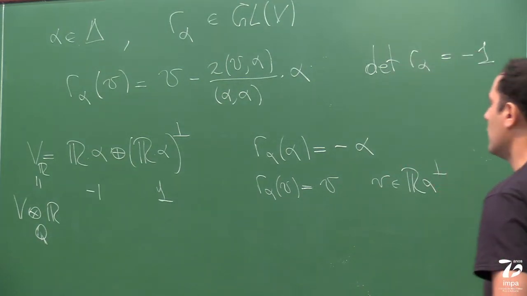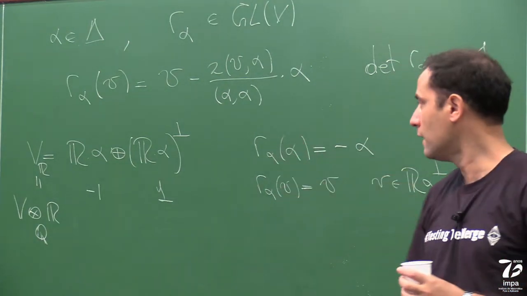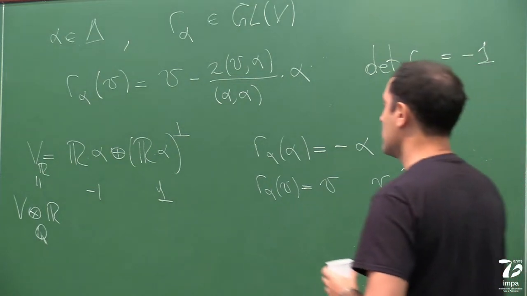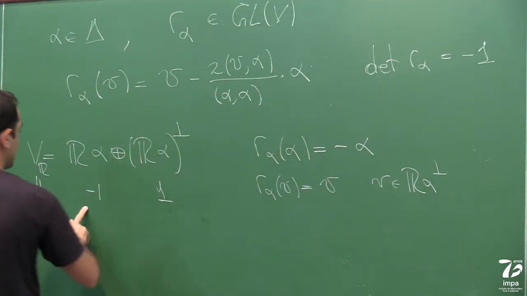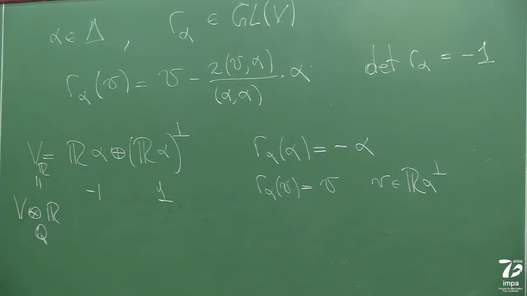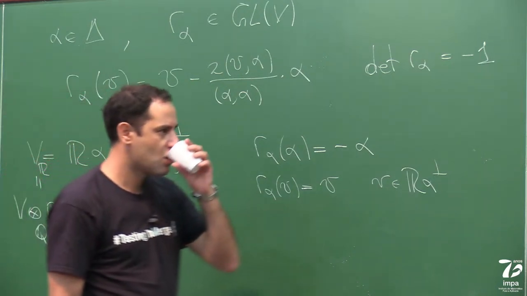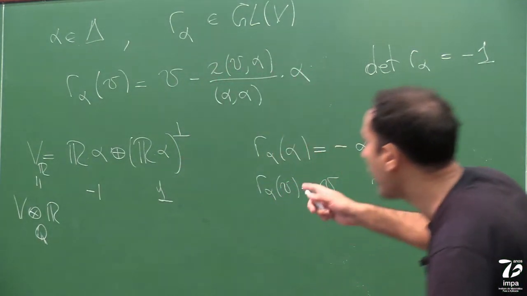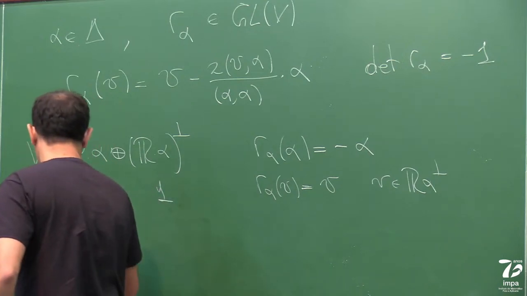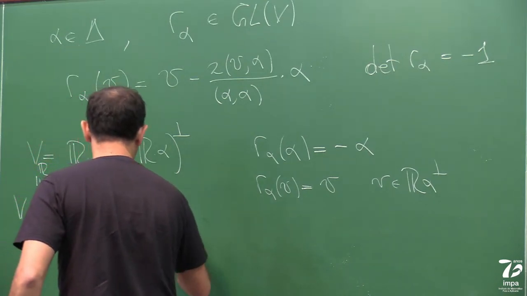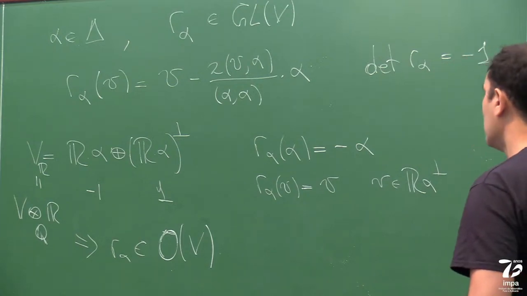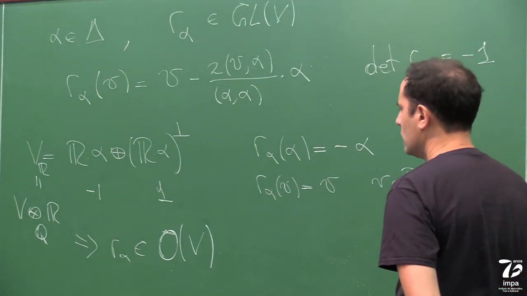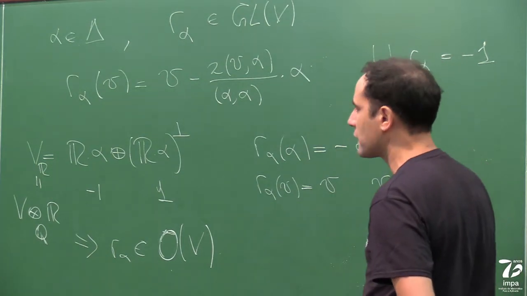In any case, this reflection leaves a codimension 1 subspace invariant, and it just sends alpha to minus alpha in the direction of alpha. So it is a reflection. In particular, this is an orthogonal transformation. All the eigenvalues are of norm 1. So R_alpha is inside of O(V). Well, this proves that it's inside of GL(V), but it's trivial to check that it's inside of O(V).